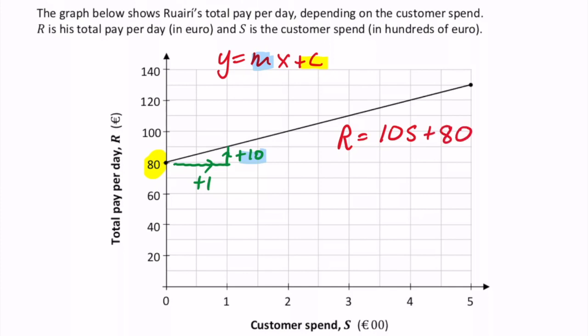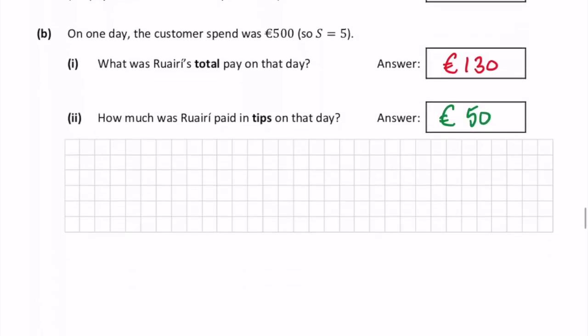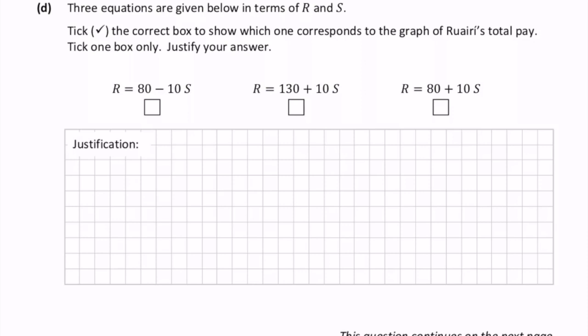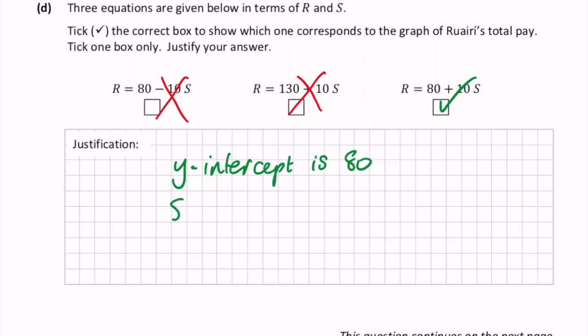So let's have a look which one of our choices looks like this. Of the three choices, this one does have 80, but it's negative 10, so it's not this one, because the slope is positive 10. This one here, it's not this one, because the y-intercept is 130 in this one, but it is this one. This is the correct one. And the reason for it is the y-intercept is 80, and the slope is 10.